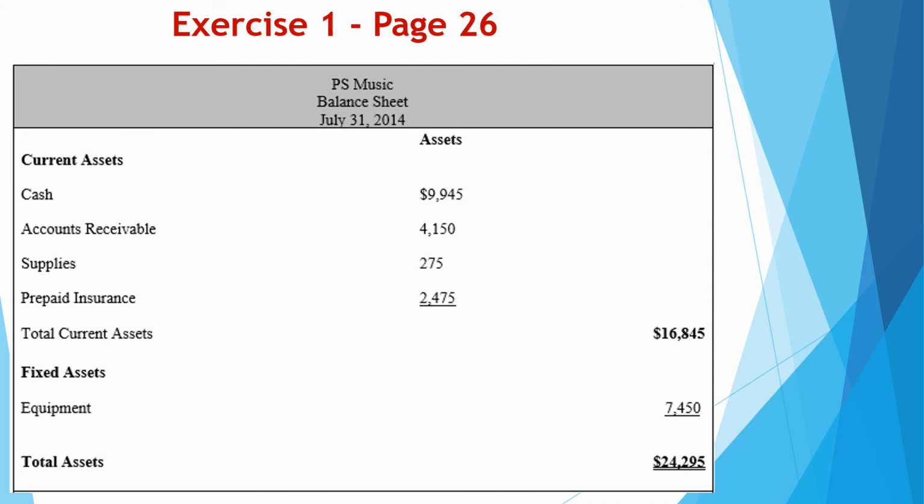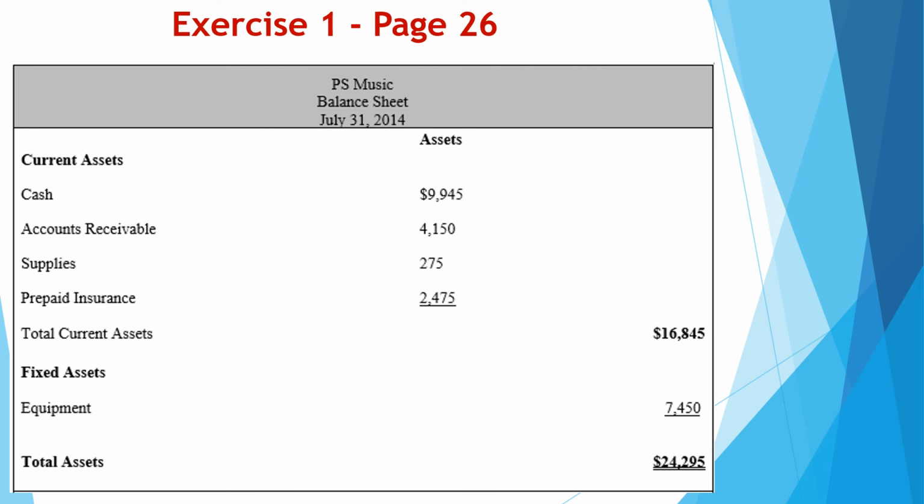The first category of assets that should be listed is the current assets. In this exercise, in the current assets category, we have the cash account, the accounts receivable, the supplies, and the prepaid insurance. So we list these accounts with their amounts and we find the total current assets.